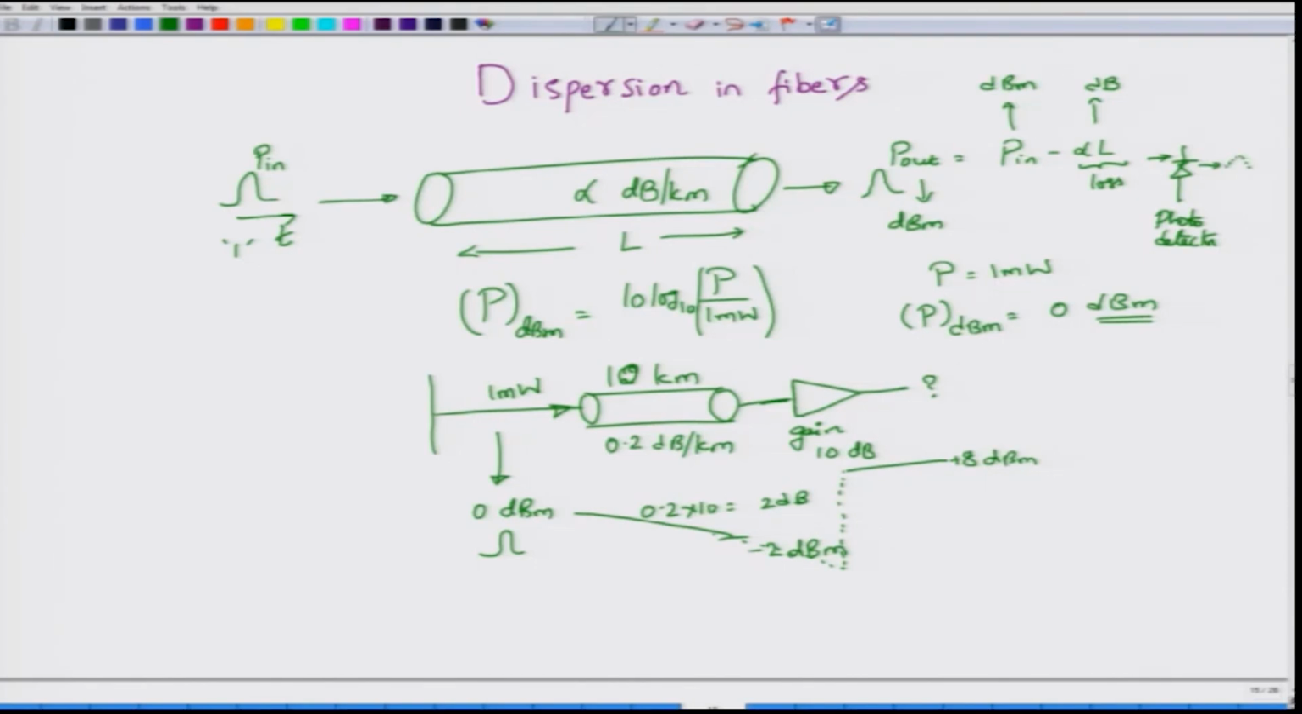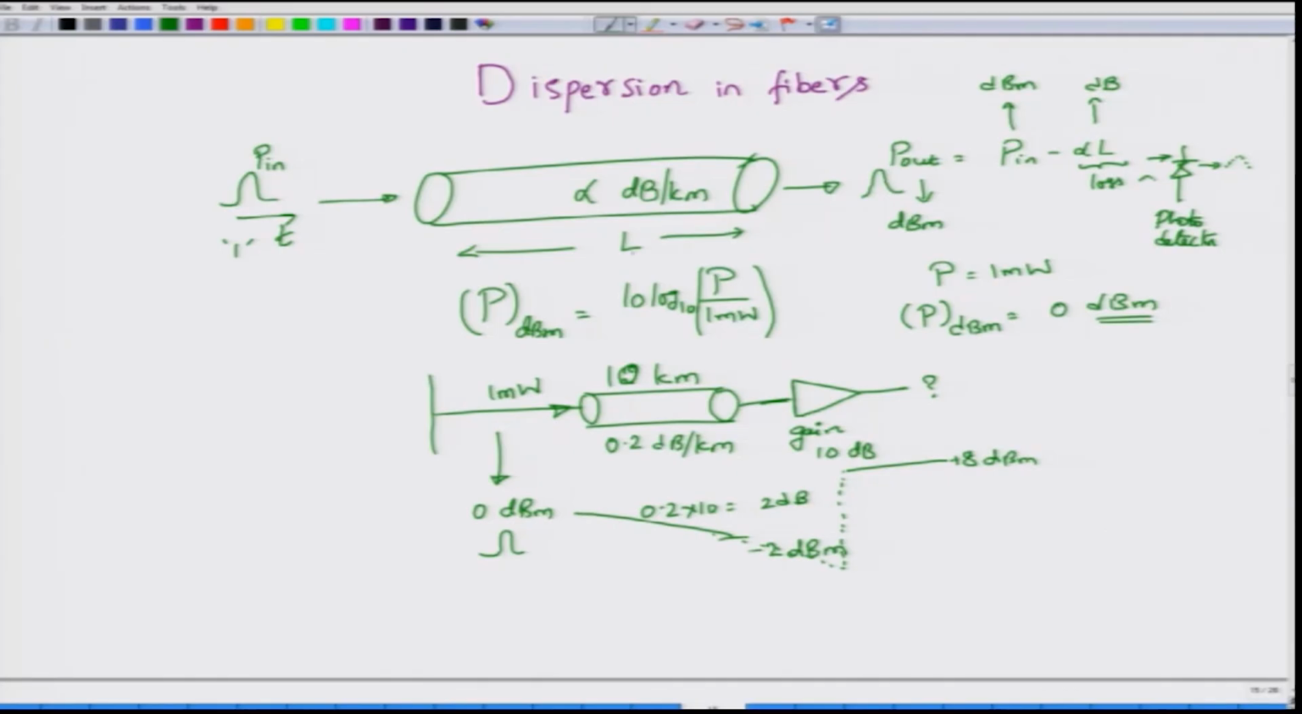Okay. Now, if the length L were to be made very large, then the total loss contributed by the fiber would be so high that the optical pulse that is incident on the photodetector might be too small, okay, for us to actually get any reasonable output.